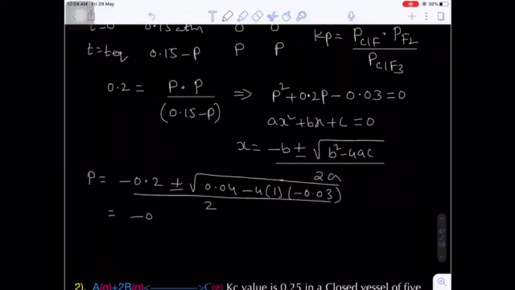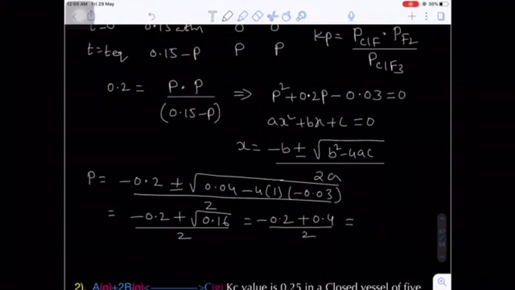Here I am taking the positive value only, minus of minus is plus. So overall the under root you will get 0.16, whole divided by 2. So this is minus 0.2 plus 0.4 whole divided by 2. So finally P is equal to how much? 0.1 atm.